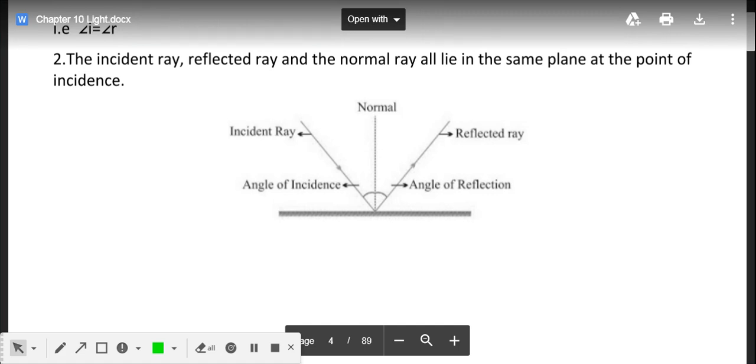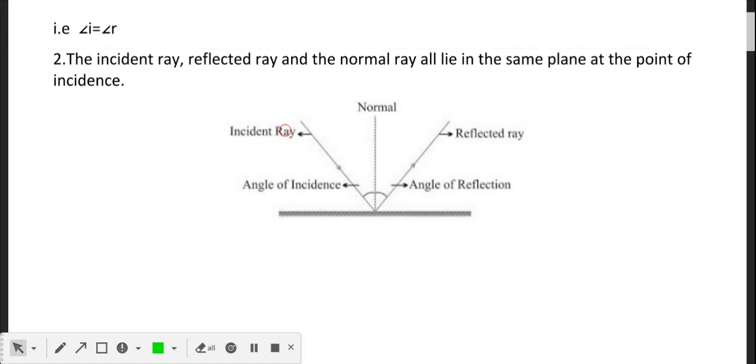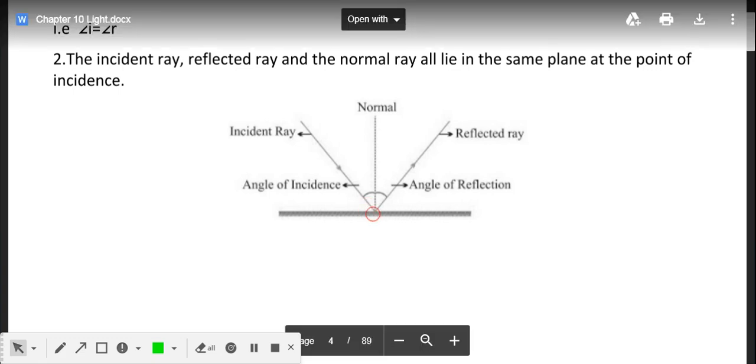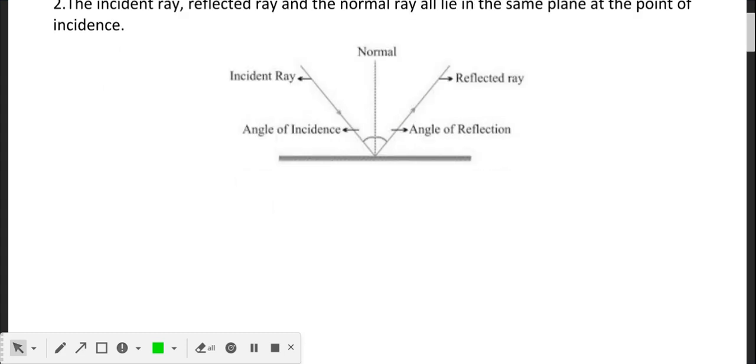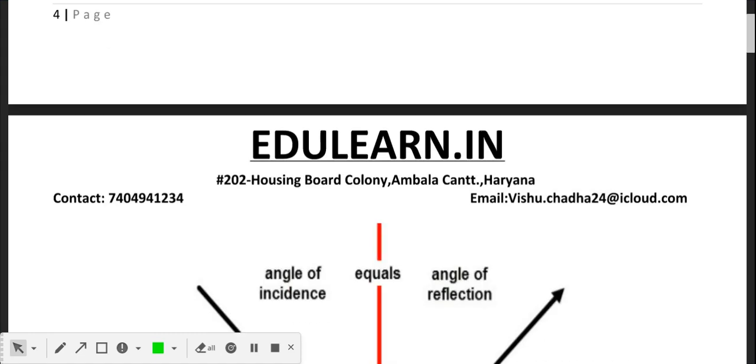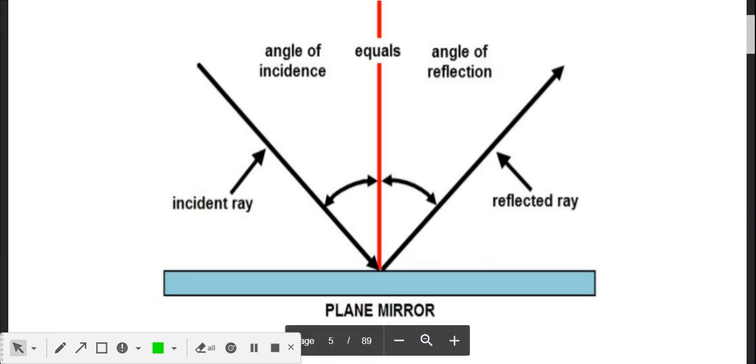What happens in this case? Try to understand this. The incident ray is falling on this object and deviated like this. So this is the angle of incidence, this with the normal, and this is the angle of reflection. Both angles are the same, and all these three, the incident ray, the normal, and the reflected ray, lie in the same plane at the point of incidence. This point is known as the point of incidence. Right? Now, just see another figure; it will be a little bit more clear.